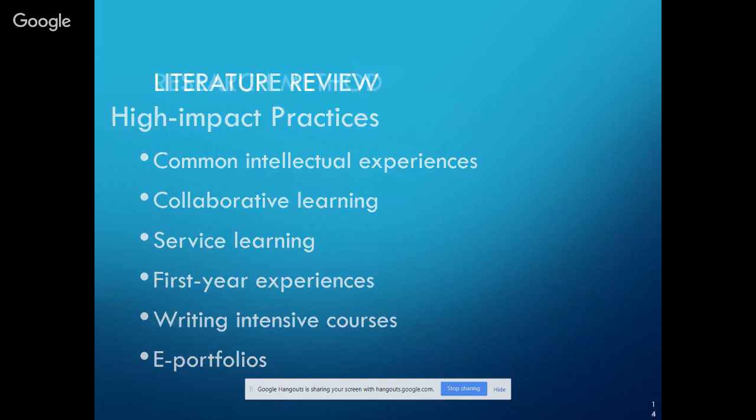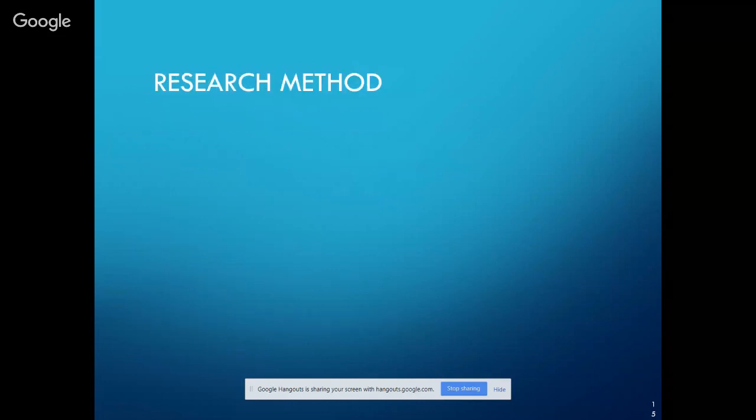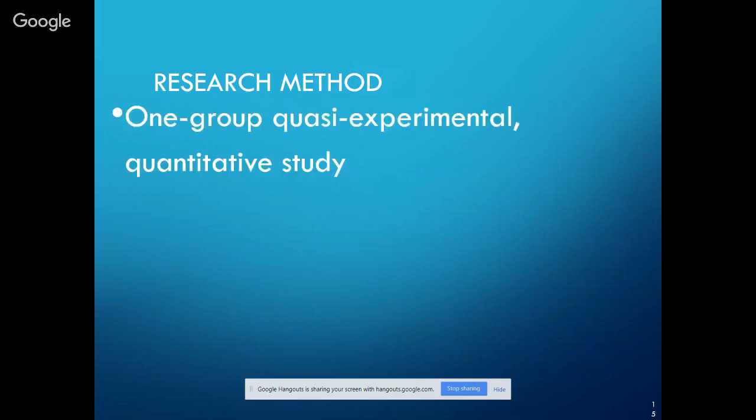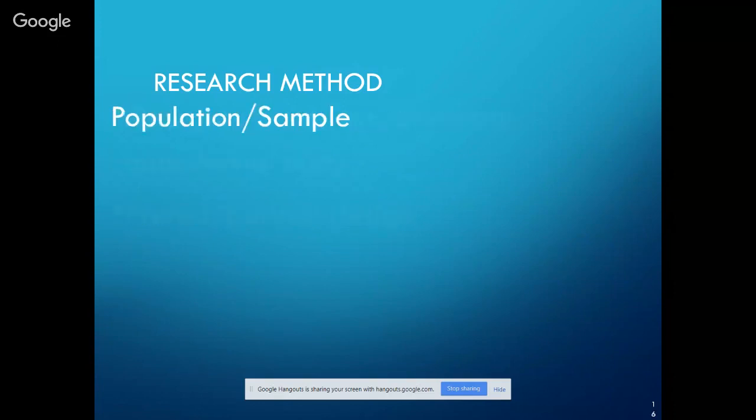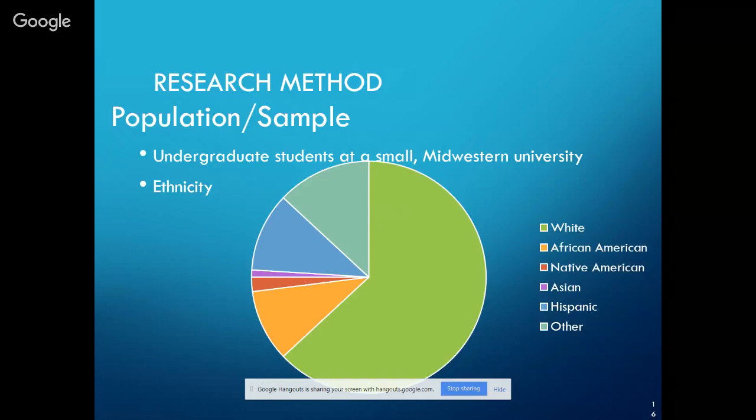All right. So, a little bit about my particular study. My research method was a one-group quasi-experimental quantitative study, and I used a pre-test, post-test design. My sample was undergraduate students here at a small Midwestern University. Here's the ethnic background of the sample that I used. It's actually more diverse, I think, than sometimes we get at SMU.